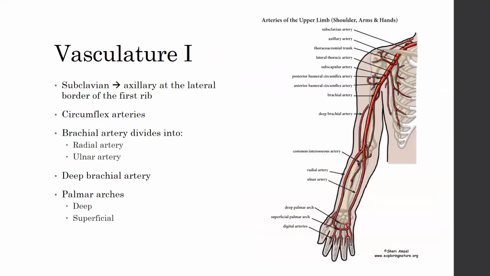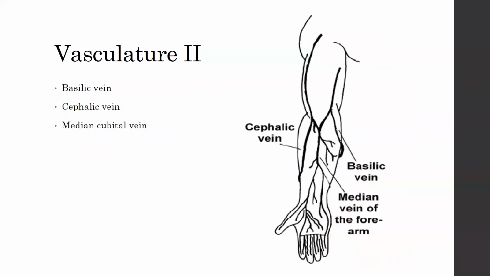For the vasculature, I barely even know this as well. So the only things that you do need to know is that subclavian artery turns into the axillary artery at the lateral border of the first rib. The circumflex arteries are important for supplying the humerus. The brachial artery will divide into the radial and ulnar arteries at the cubital fossa. And you need to know the palmar arches exist, and that's it. And this is literally all you need to know for veins: cephalic vein, basilic vein, and the median vein. And that's it.